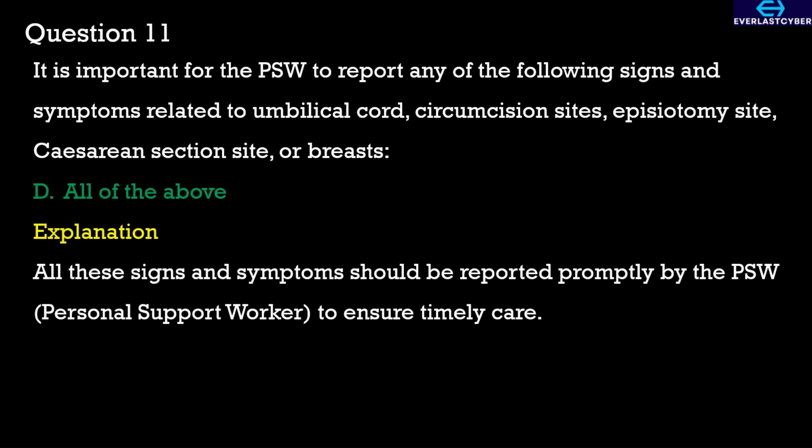For this, we'll be going with option D, all of the above. All the signs and symptoms that have been listed should be reported promptly by the PSW in order to ensure timely care. Pain and swelling can indicate infection or complications. Fever and chills are a sign of systemic infection, while foul odor, bleeding, or drainage from any of these sites also suggests infection or poor healing. So all the signs and symptoms should be reported promptly by the PSW in order to ensure timely care.